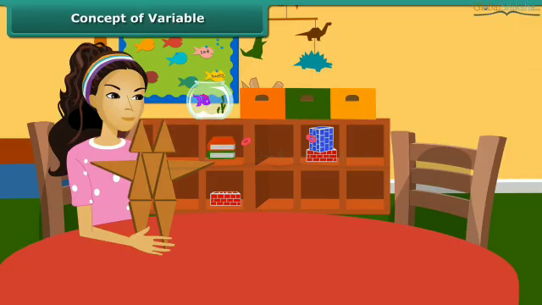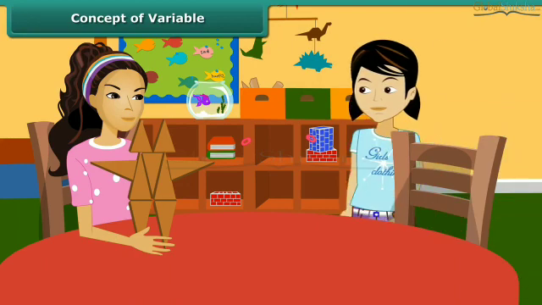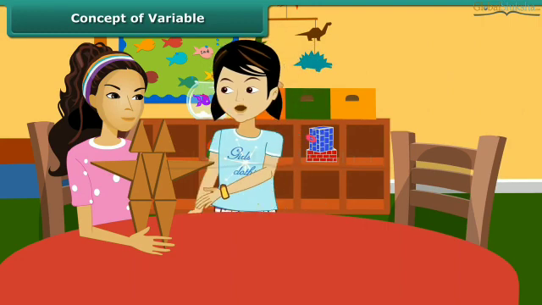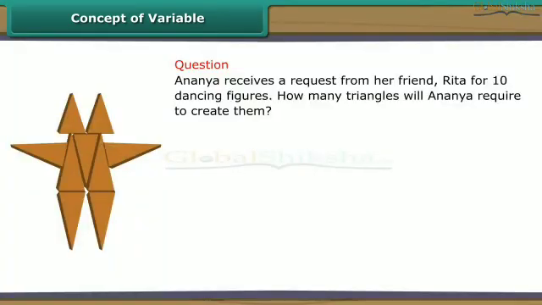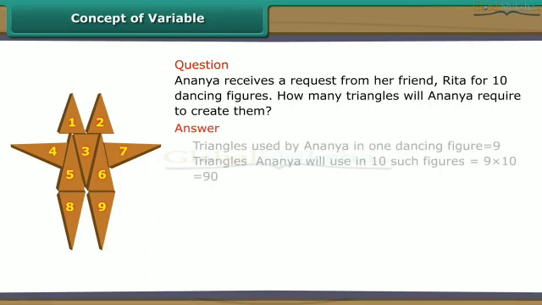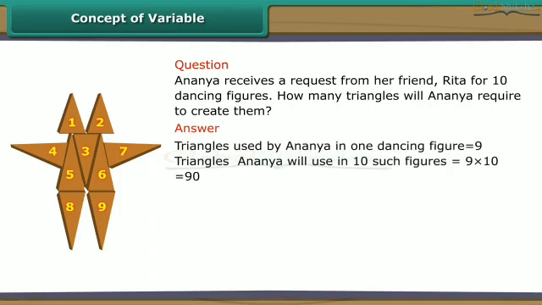Concept of variable. Ananya creates dancing figures using triangles made of wood. One day she receives a request from her friend Rita for 10 such dancing figures. How many triangles will Ananya require to create them? Take a careful look at the dancing figure. Ananya uses 9 triangles to create it. Therefore, in 10 dancing figures, Ananya will use 9 into 10 is equal to 90 triangles.